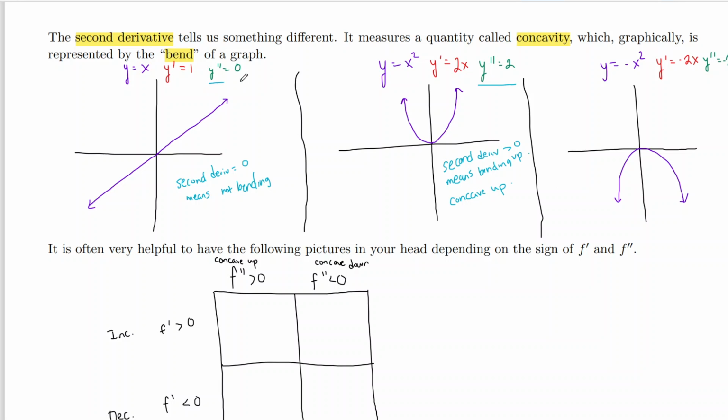And now for the second derivative of y equals negative x squared, you can see this graph is bending down. Once again, think about wrapping your hand in this downward U shape. Your palm is going to face downward. And the second derivative is negative here. It's -2. It's always -2. So what this is really telling you and what you want to have in your head is that when the second derivative is less than 0 or negative, this means it's bending down.